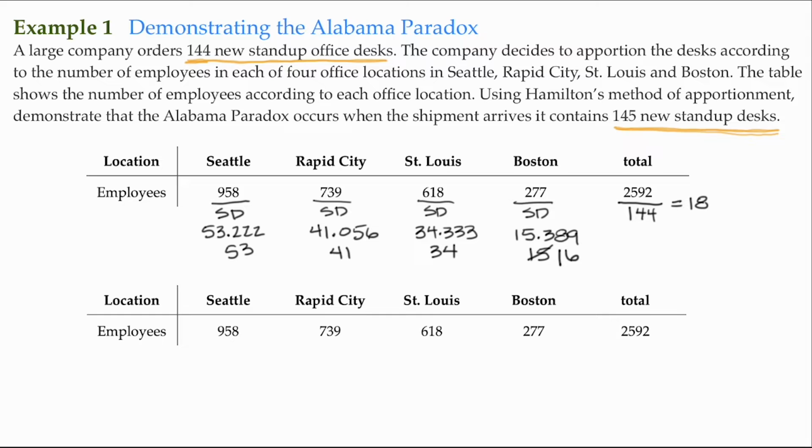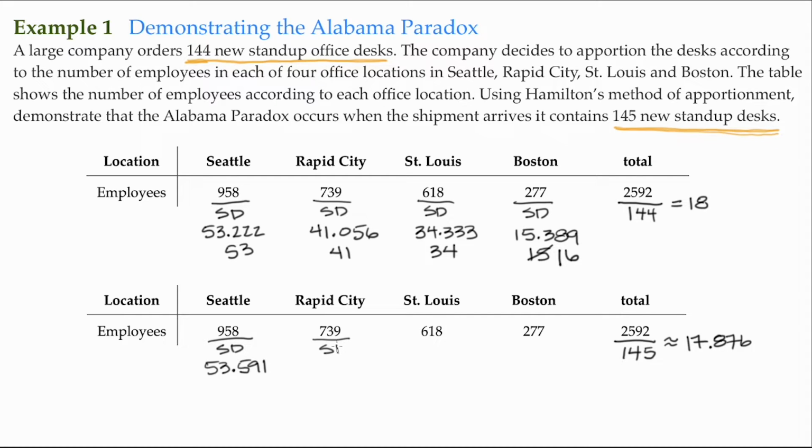So if we go ahead and do it again, here's the same table, except this time the number of seats has increased from 144 to 145. So we'll find our standard divisor again, but this time we use 145. 2,592 divided by 145 is approximately 17.876. And we go through the process again. We find the standard quota here, 958 divided by 17.876. That's 53.591.